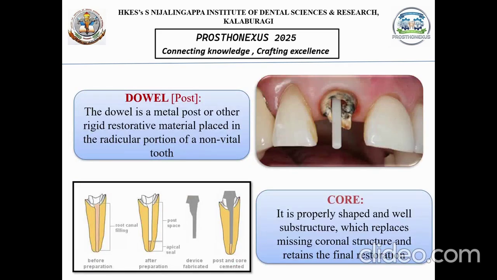Basically, we deal with two terms when we speak of restoration of endodontically treated teeth. One is a post, one is a core. The ideal prosthodontic term for a post is dowel. A dowel is a metal post or a rigid restorative material that is placed in the radicular portion of a non-vital tooth, whereas a core is a separate substructure which replaces the missing coronal structure and retains the final restoration.